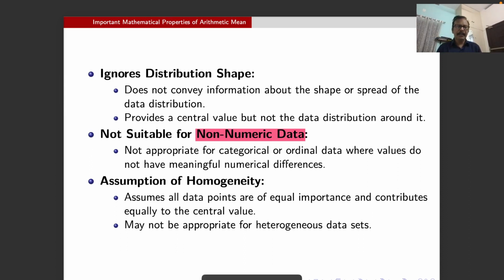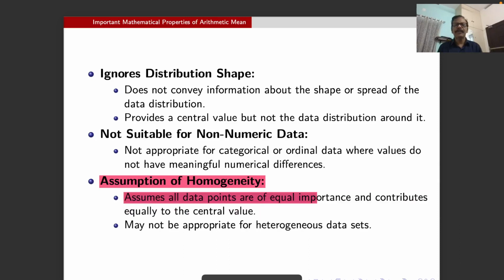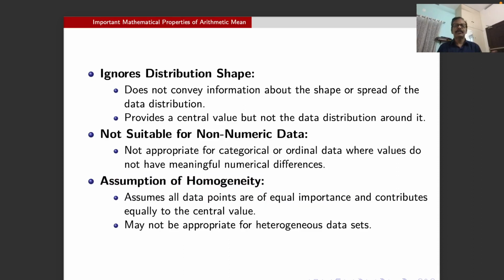Another important demerit is its assumption of homogeneity, in the sense that it assumes all data points are of equal importance and thereby contribute equally to the central value. This may not be appropriate for heterogeneous data. These are the important demerits.